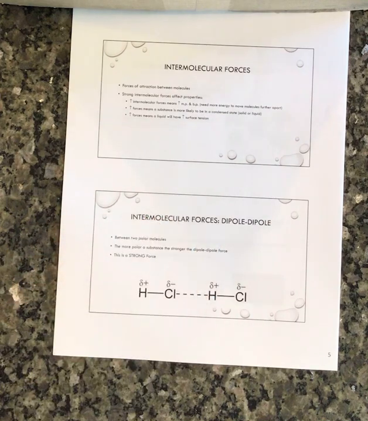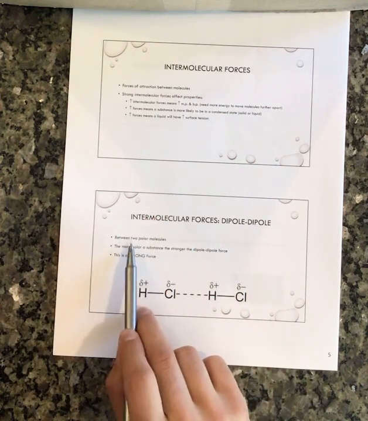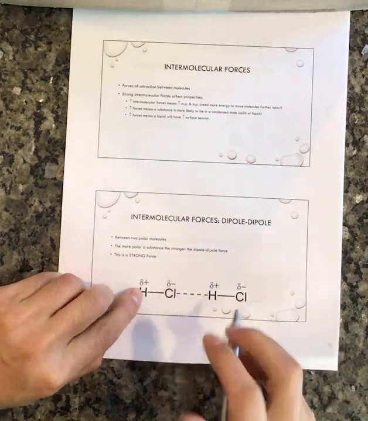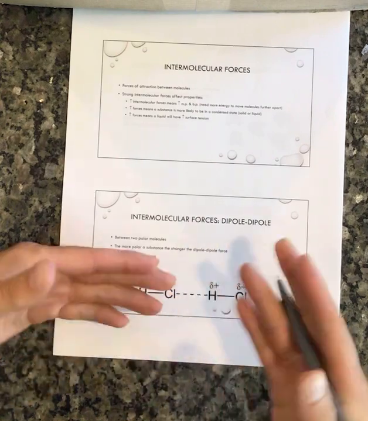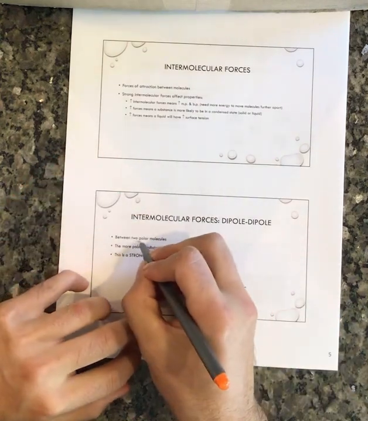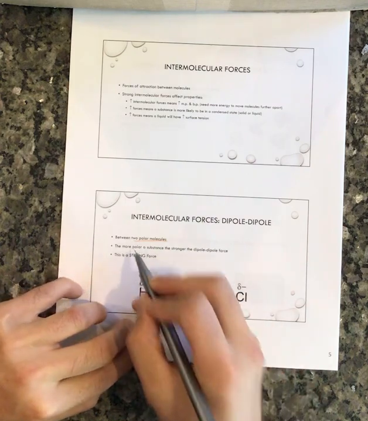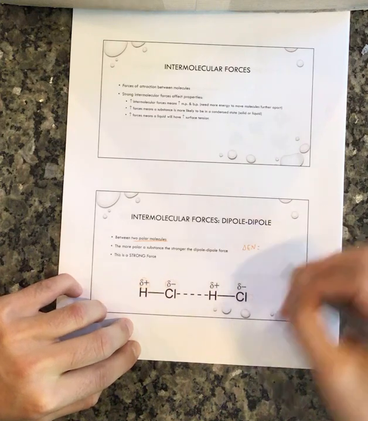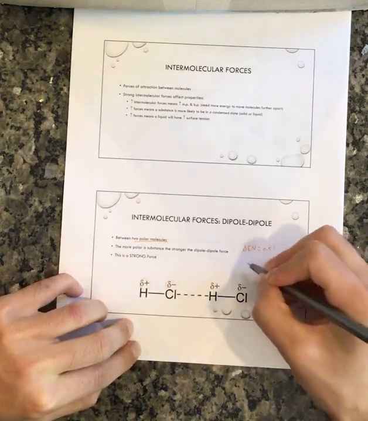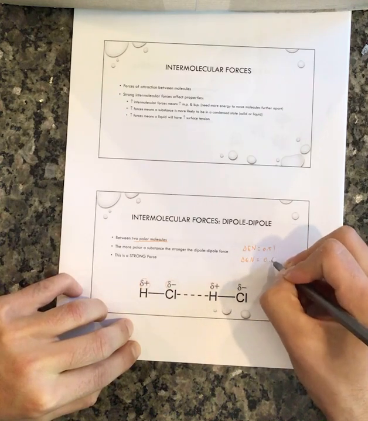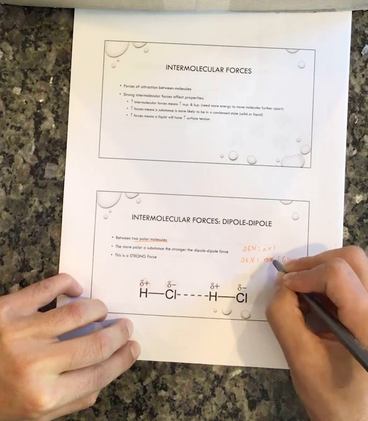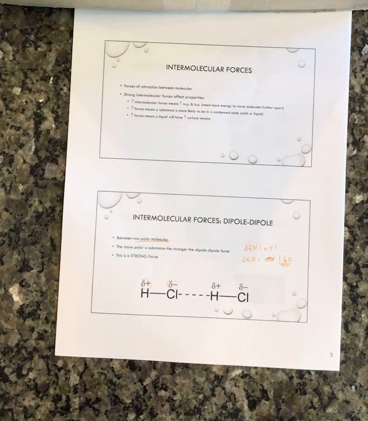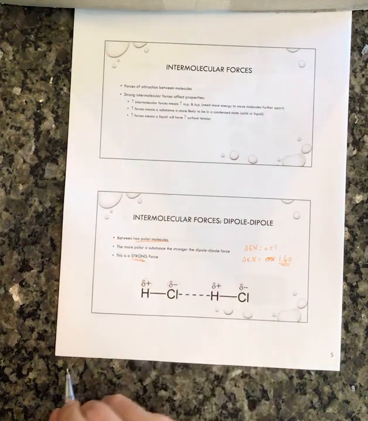Okay, so the first one we can have is called dipole-dipole, and this is between two polar molecules. This only happens between polar molecules because if they don't have these dipoles, then you can't have a dipole-dipole force. So they have to be polar. Now, the more polar a substance is, the stronger the force. So if you had a change of electronegativity of, let's say, 0.51, and you had one of 1.60, which one is going to be stronger? Well, obviously the one with the higher value. Now, this is a very strong force.